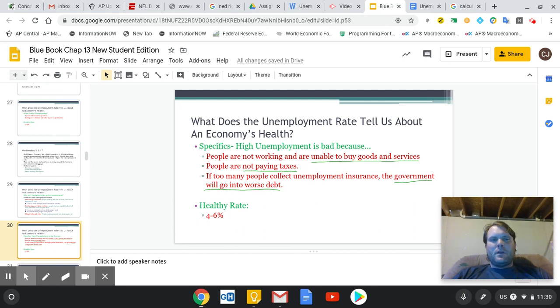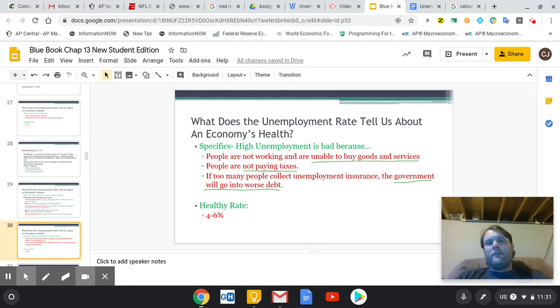At the end of the day, unemployment is bad because people are unable to buy stuff and people are not paying taxes, and if the government's going to pay people to be unemployed, the government's going to go into worse debt. So one of the things right now is the trade-off of the government saying, hey, we're giving all these people stimulus checks, and that's obviously very noble and can be considered a very good thing. But on the trade-off side, if you say, well, why don't they give people more money? Why don't they just keep doing it?